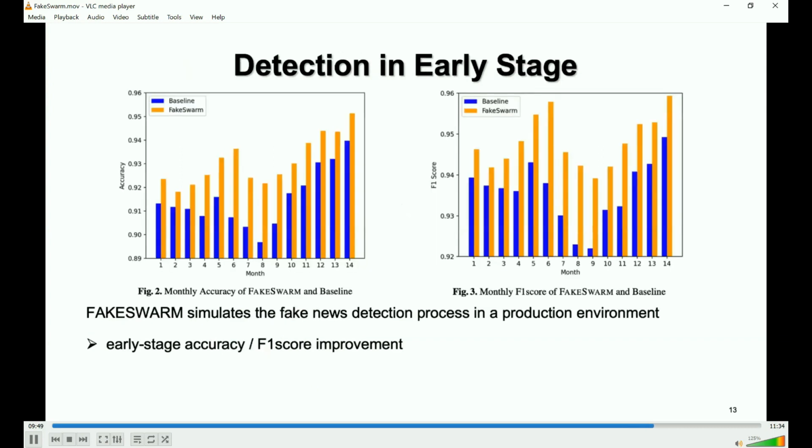We also simulate the fake news detection process in a production environment using streaming format training and testing datasets. By incorporating swarm embeddings, our system achieves earlier stage accuracy improvement and maintains stable performance over time, as shown in the two figures. The effectiveness of swarming embedding in detecting fake news remains robust even after reducing the data for training.